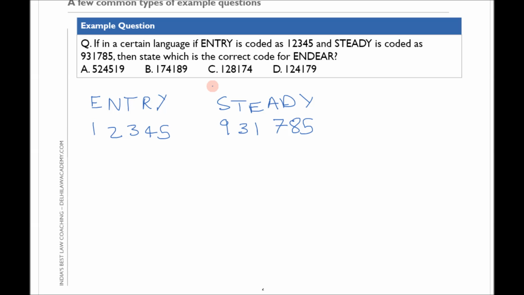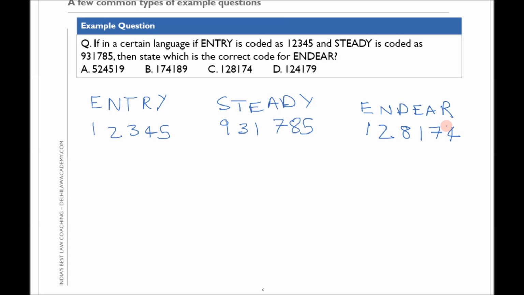All you have to do is assemble your target word, which is endear. You have to assemble it from what you have. So you note that you know the code for E, you know the code for D, you know the code for A, so you just have to assemble it from these words. So you know that E is 1, so you write down 1 here. You know that N is 2 from here, so you write down 2. D is 8, E is 1 again, A is 7, and R is 4.